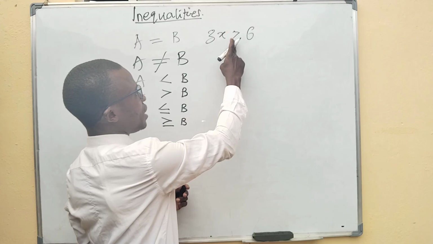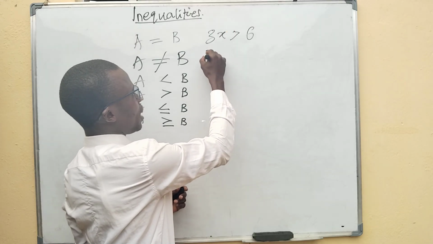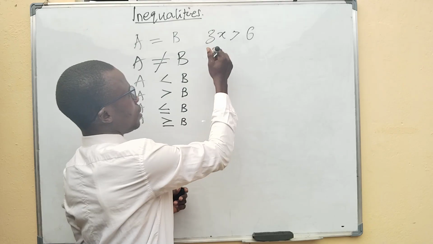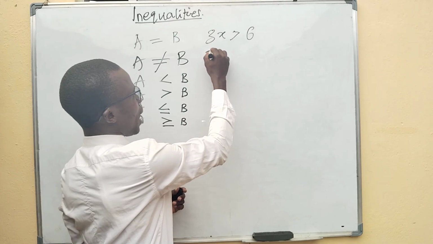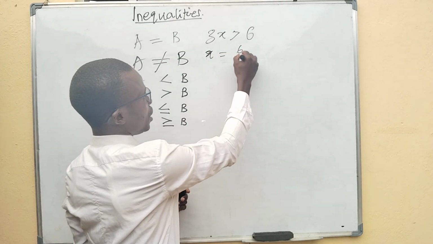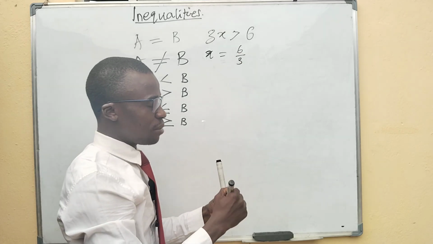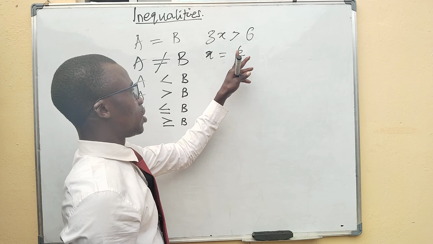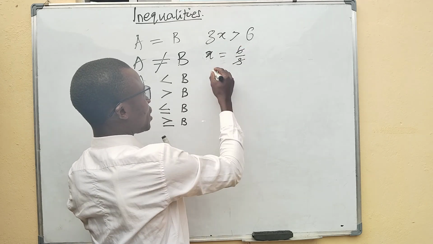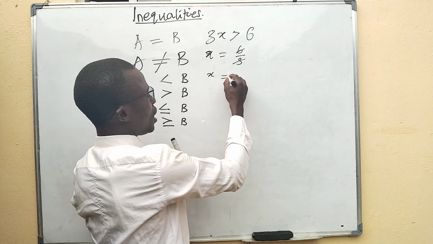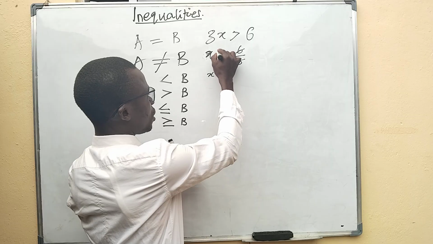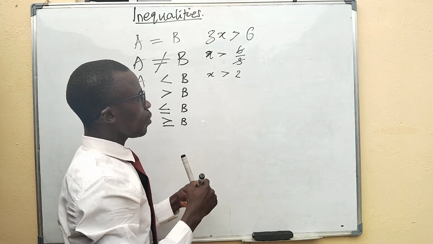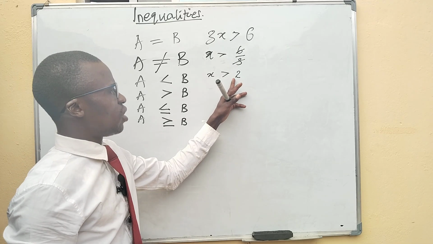You divide both sides by 3. Actually, you make x the subject of the formula. So we have that x will be equal to 6 divided by 3. I hope you understand what I do. The coefficient of x is 3, so I am dividing both sides by 3. So x is greater than 2. Sorry, I was using equal to. What does this mean in a real context?